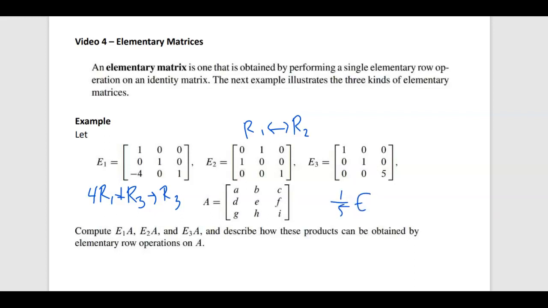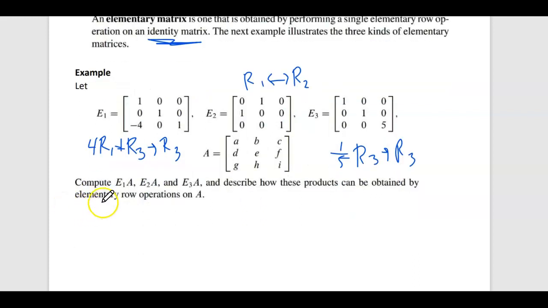E3, or row 3, I should say, back into row 3, identity matrix. So an elementary matrix is just one row operation away from being the identity matrix.